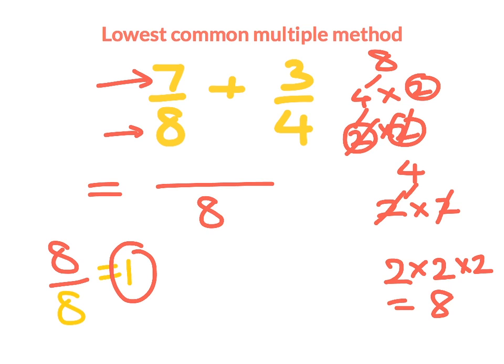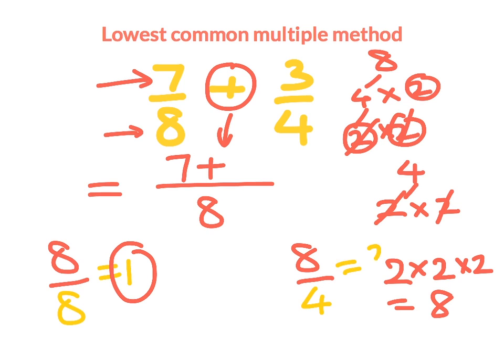So 1 times 7 gives 7. So you write 7 here, and then you write the addition sign. This addition sign, you bring it down there. Then the next denominator is 4. So we're going to divide 8 by 4. So how many times does 4 go in 8? That's 2 times. So that's going to be equal to 2.